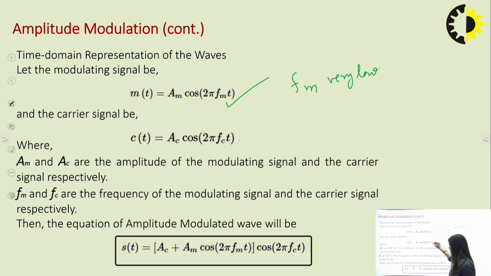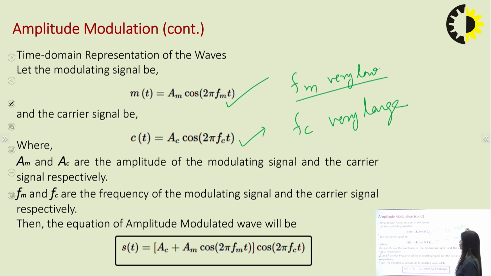Now this is fc, the frequency of the carrier wave, a simple sinusoidal cosine wave. This frequency is very large. This is very low because this is my message signal. This is very large because I want to change this carrier wave so that the frequency gets into the range of my carrier wave.